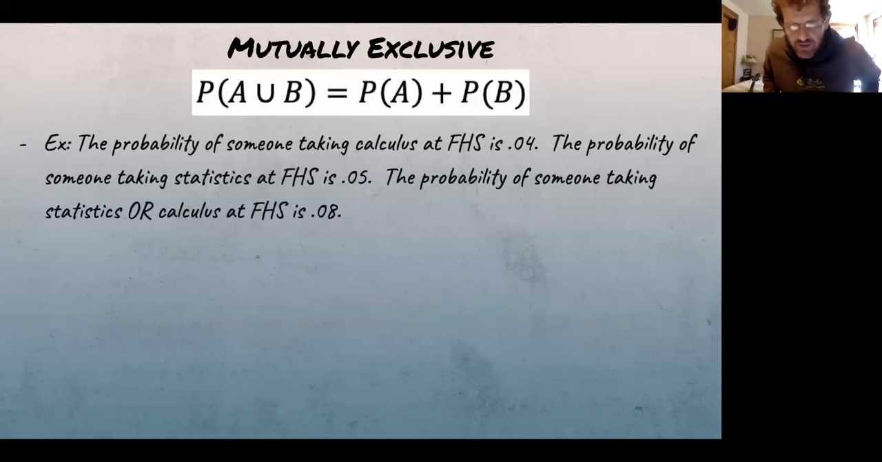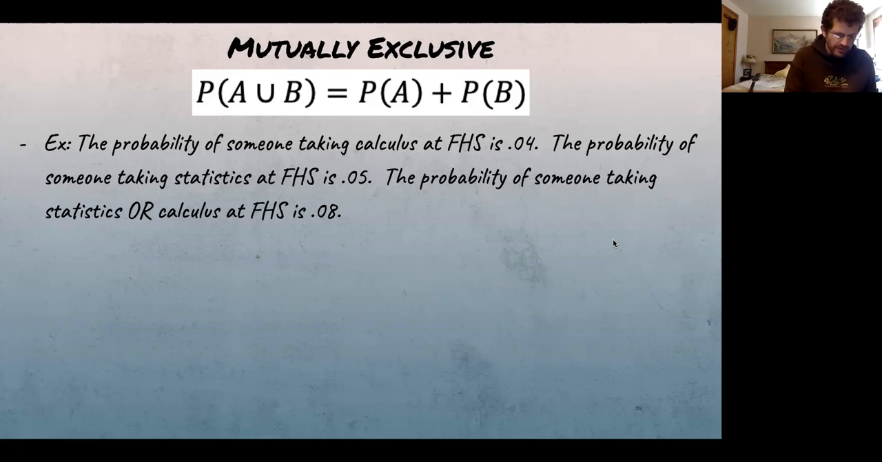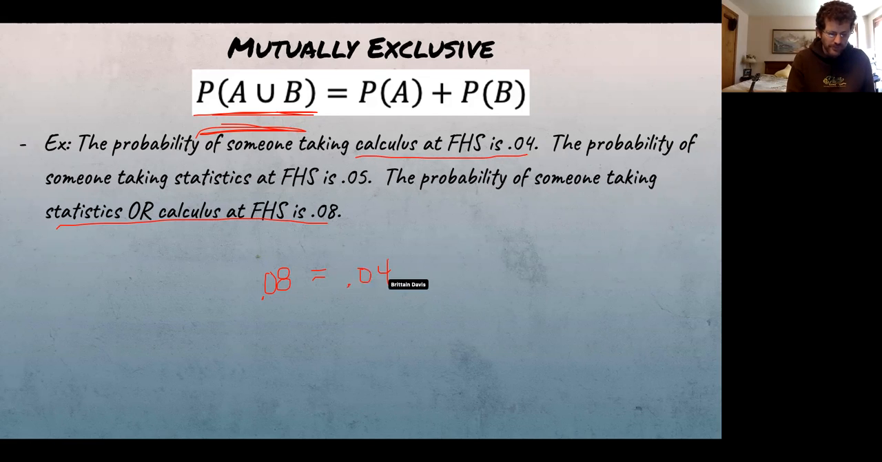The probability of someone taking calculus at Flag High is 0.04. The probability of someone taking statistics at Flag High is 0.05. The probability of someone taking statistics or calculus at Flag High is 0.08. All right, so if we've got the probability of either happening is 0.08, I'm going to plug that in for this value right here. And it doesn't matter which one's A or B, I'll call A calculus. So the probability that someone's taking calculus is 0.04. And the probability that someone is taking statistics is 0.05.